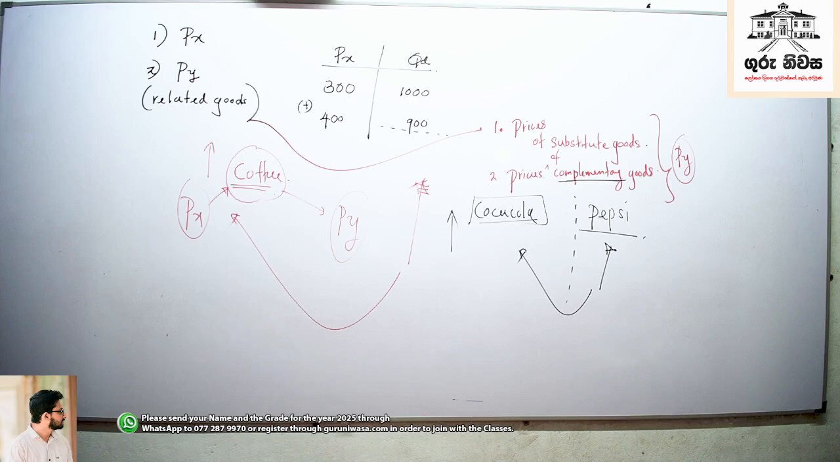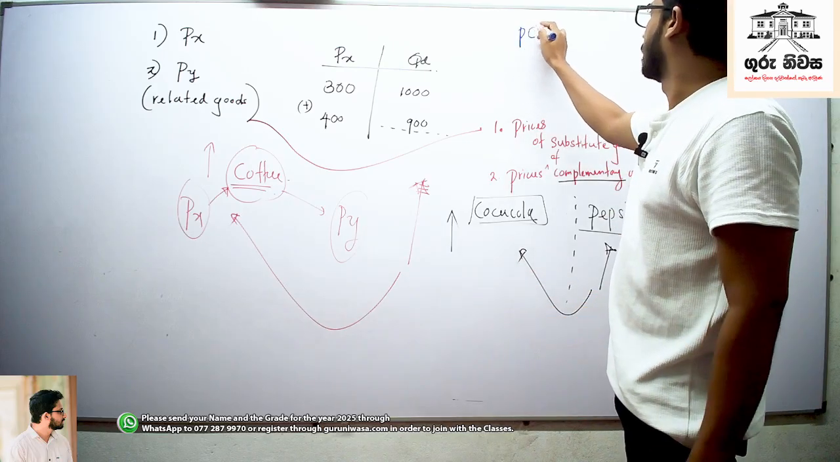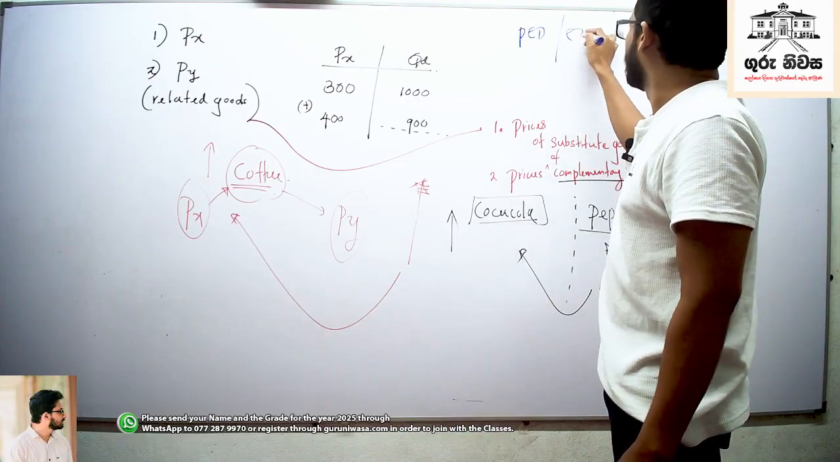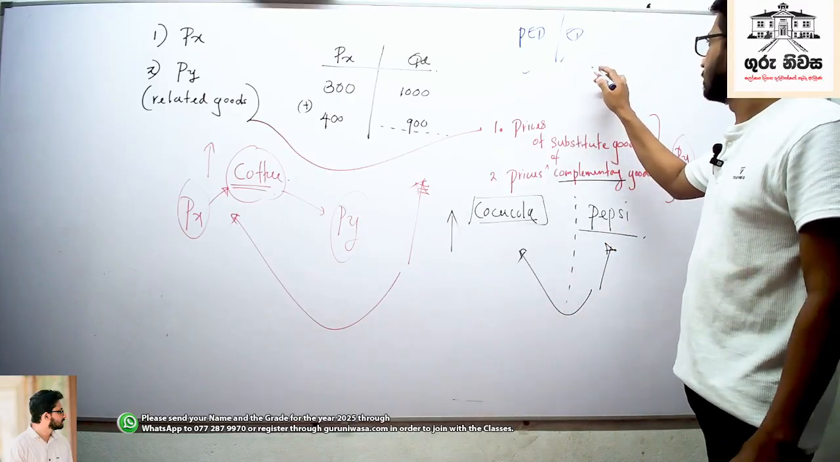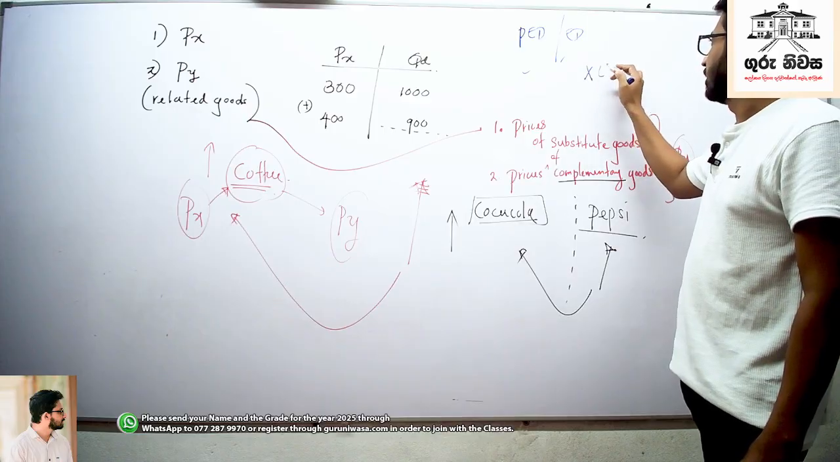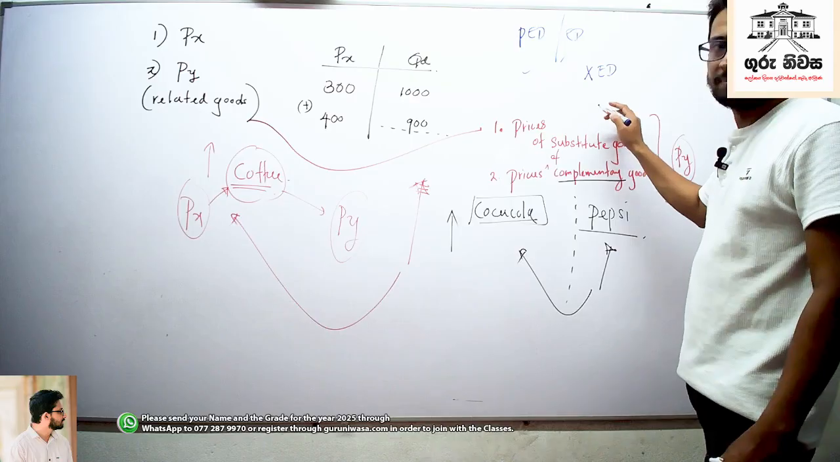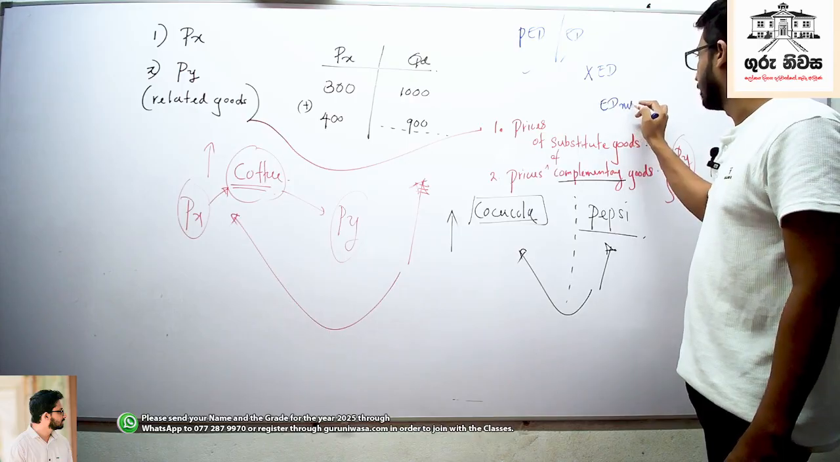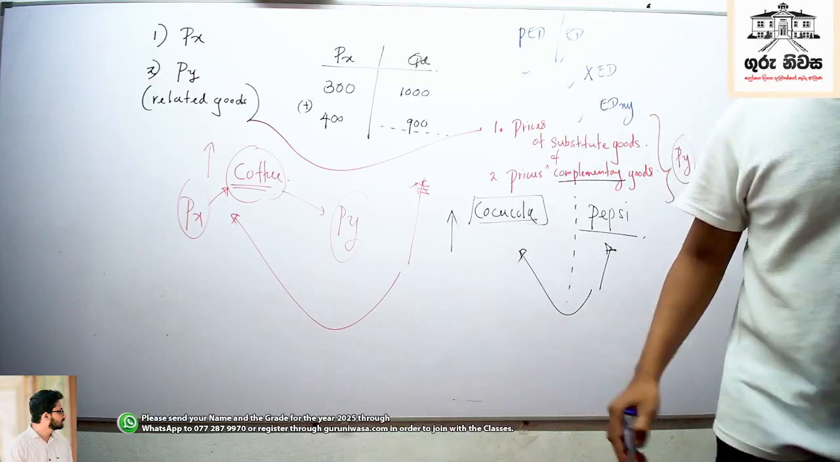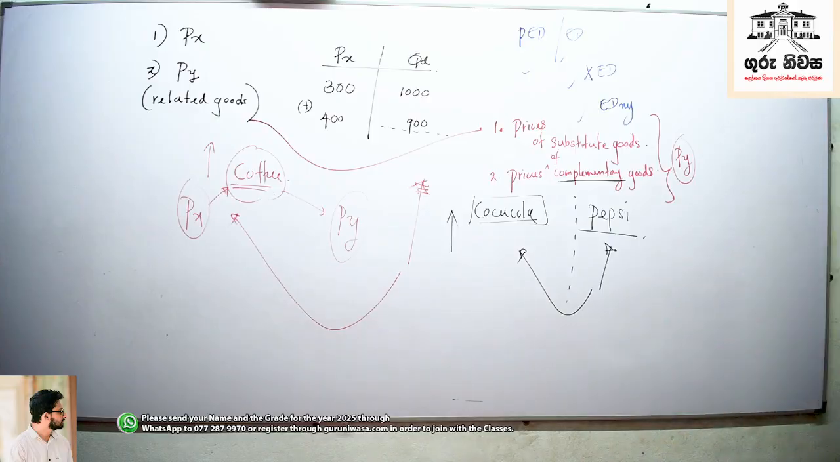Example, price elasticity of demand. I'll explain this in this lesson. Price elasticity of demand, someone can say PED, someone can say ED. Both are used. It's okay. Cross price elasticity of demand, the abbreviation is XED, but some people use EDXY. Both are accepted abbreviations.